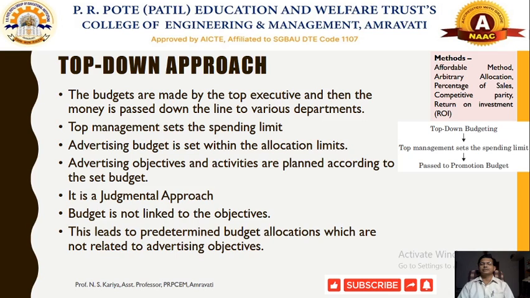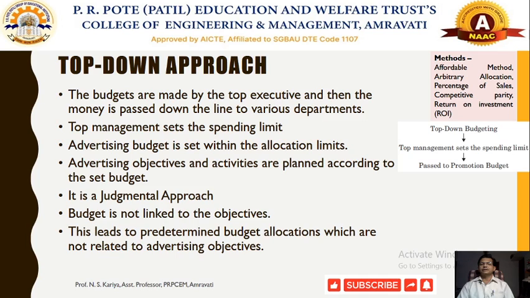Here the management of the organization decides how much advertising is necessary, and it should be allocated to the different departments. So in this figure you can see that the top management decides how much advertising is necessary and decides the spending limits, and it is then passed on as the promotional budget for advertising in the different media by using the various departments of the organization.